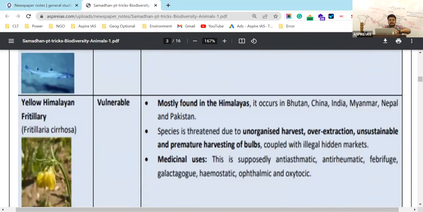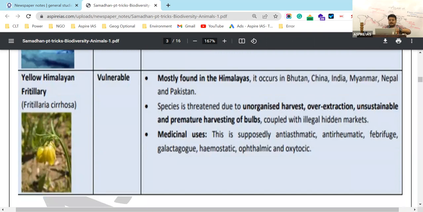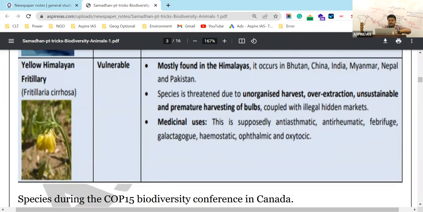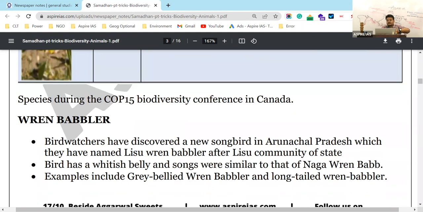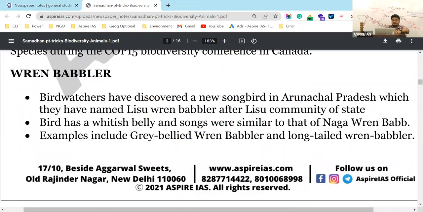Then the yellow Himalayan fairy tale tree, vulnerable. So this is another important plant mostly found in the Himalayas. What is the name? Yellow Himalayan Fritillary. The species is threatened due to organized harvest, over-extraction and premature harvest of bulbs. They have medicinal use as anti-asthmatic, anti-rheumatic, febrifuge and hemostatic, and for other types of diseases. All these things are coming from the COP Biodiversity Conference in Canada, which I told you about a little while ago.